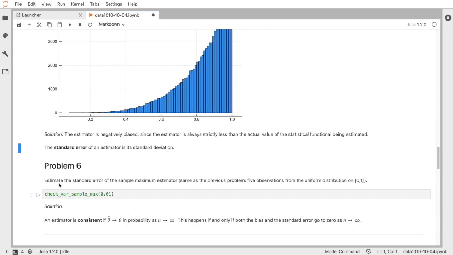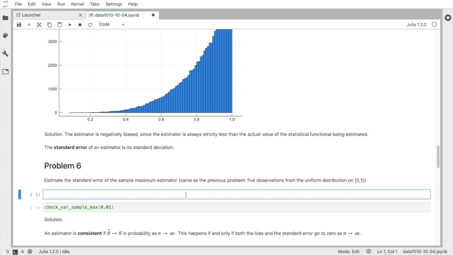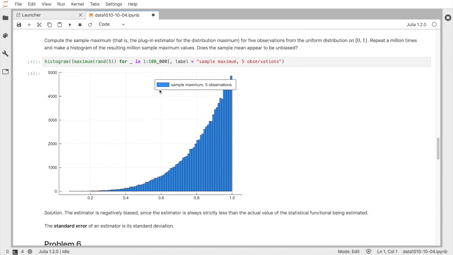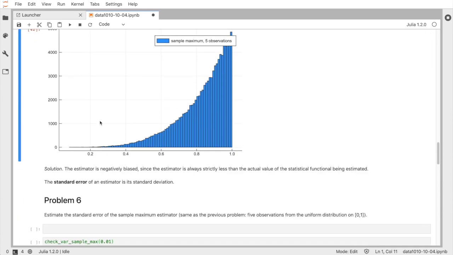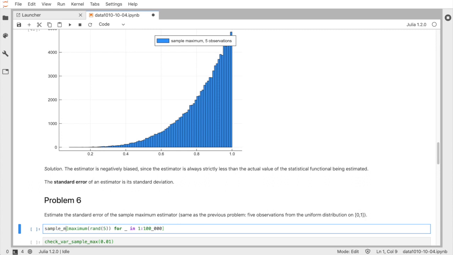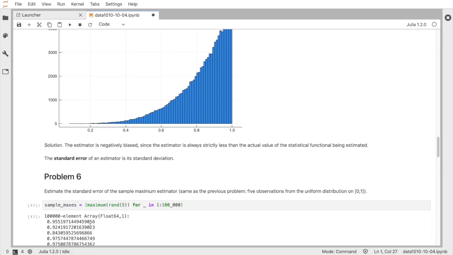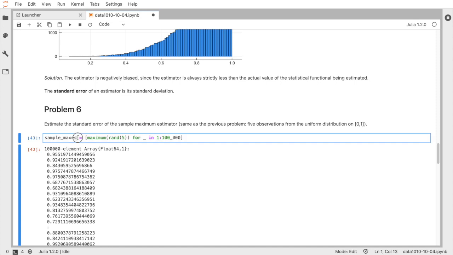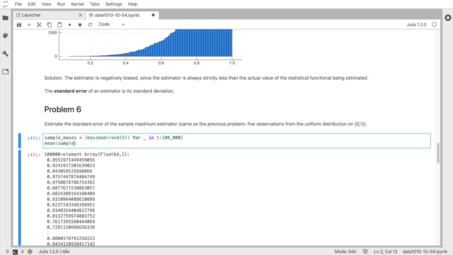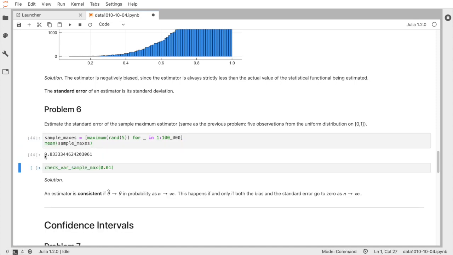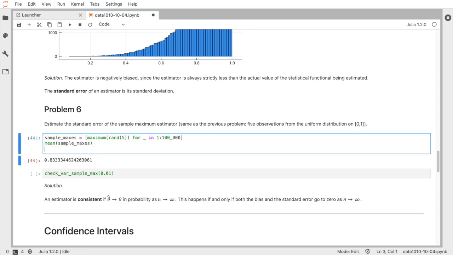So in problem 6, we're asked to estimate the standard error of the sample maximum estimator, again with 5 observations from the uniform distribution on 0, 1. So one way to do that is with Monte Carlo estimation. So we can get a bunch of sample maxima. We can estimate the mean. Looks like it's about 5/6, and then use that to estimate the variance.